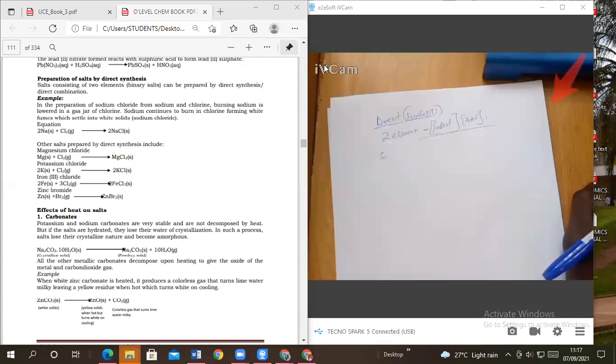So what other method can we use? Insoluble salts, we use only one method. That is double decomposition. You get two soluble salts. When they react, they give you one soluble and one insoluble. That is what we mean by double decomposition.